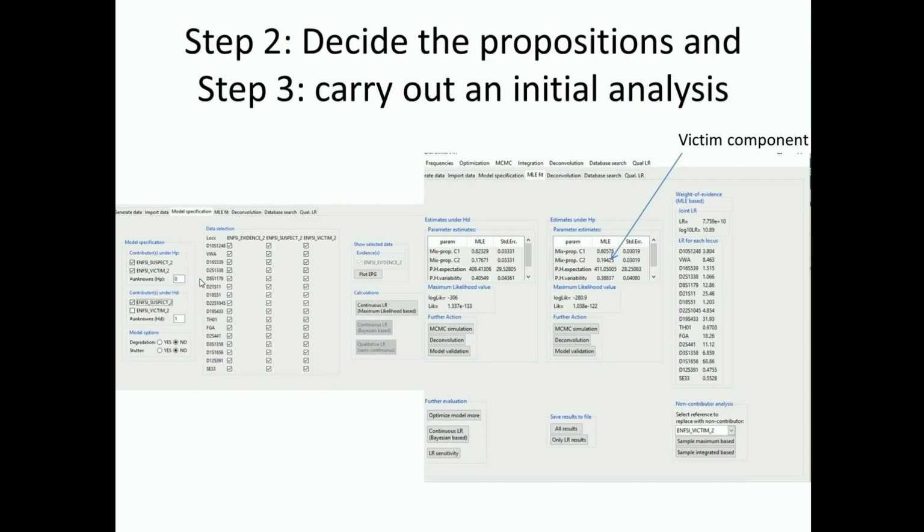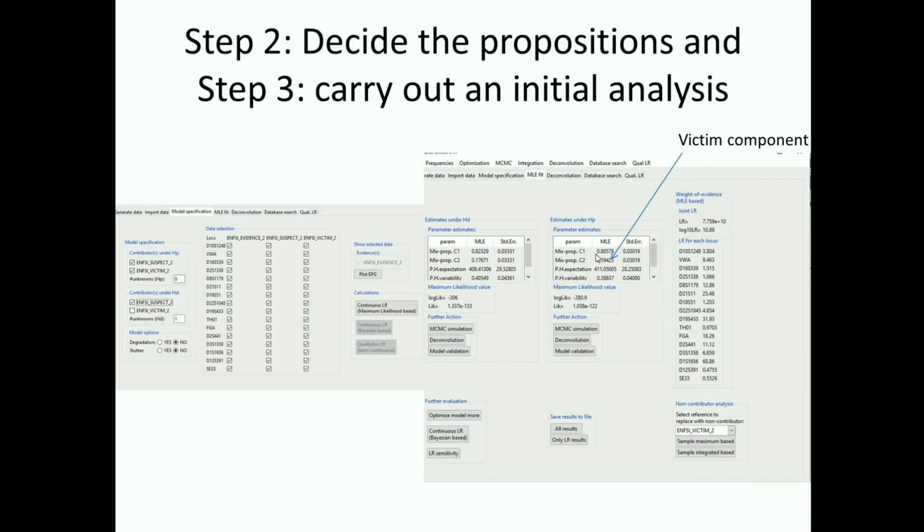So the next step is to carry out the analysis. So under the model specification tab, we click on the suspect and the victim under the prosecution hypothesis, and under the defence hypothesis we're conditioning on the suspect because it's a penile swab, and we make sure that the no buttons are clicked for the degradation and stutter model options, and then we click on the continuous LR button, and then this gives us the GUI underneath the MLE fit tab.